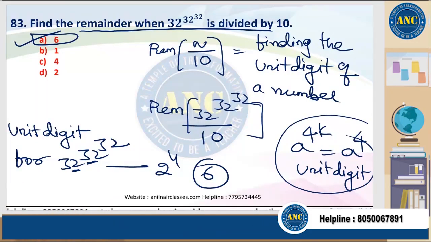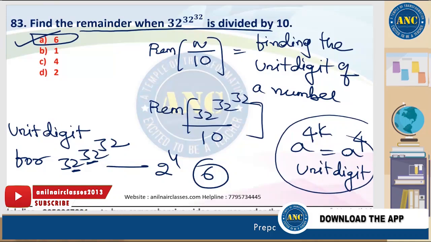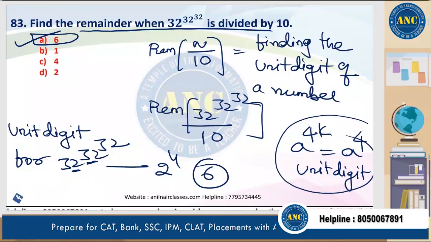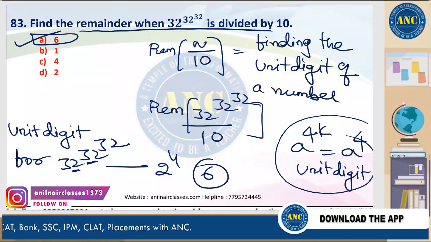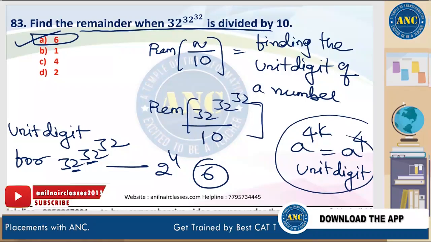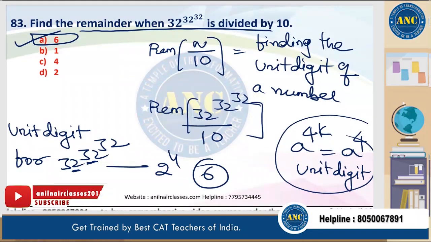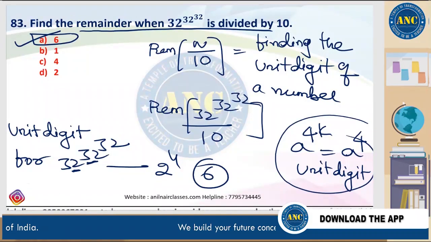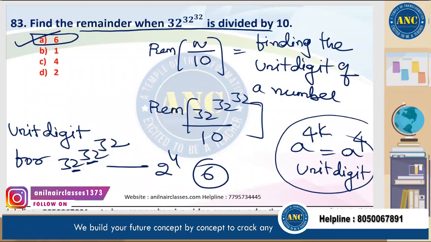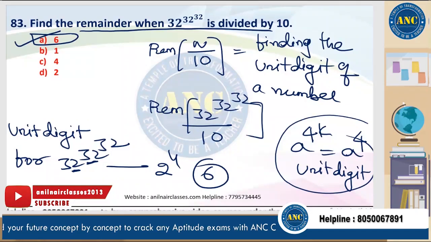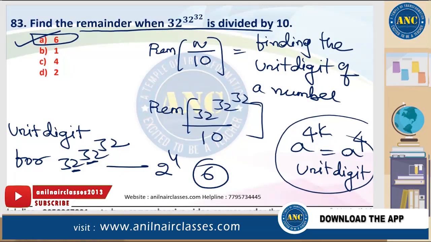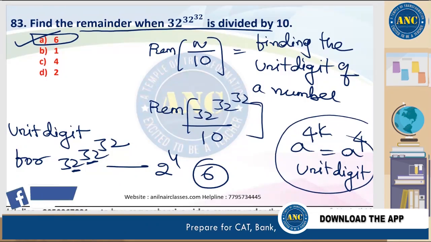Any number when divided by 10 is nothing but finding the unit digit of a number. 32 power 32 power 32 when divided by 10 is nothing but finding the unit digit of 32 power 32 power 32. So unit digit for a power 4k is nothing but a power 4. Idea clear, right? So the answer for this question is 2 power 4, 6.